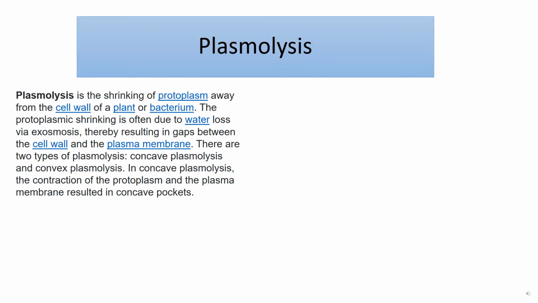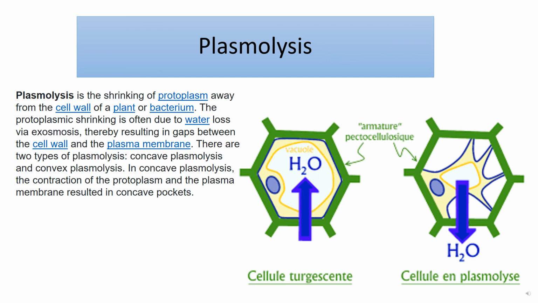Let's move towards plasmolysis. Plasmolysis is the shrinking of protoplasm away from the cell wall of a plant. It means that when a plant cell is placed in a hypertonic solution, movement of water occurs from the inside to the outside of the cell due to osmosis, because the concentration of water in the cell is higher than in the outer solution.